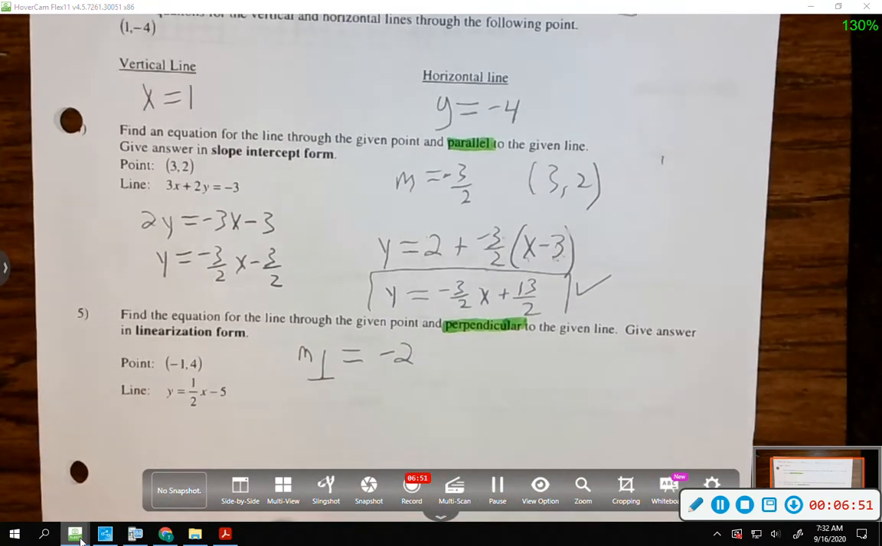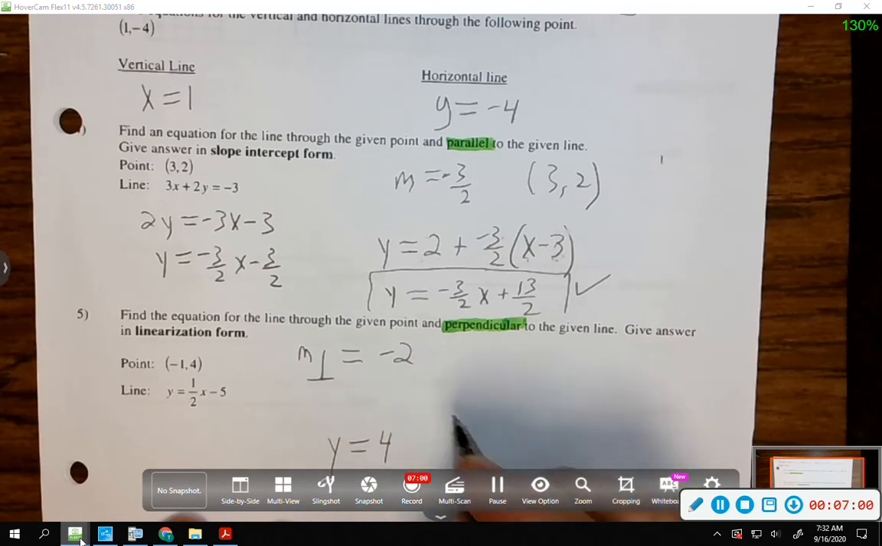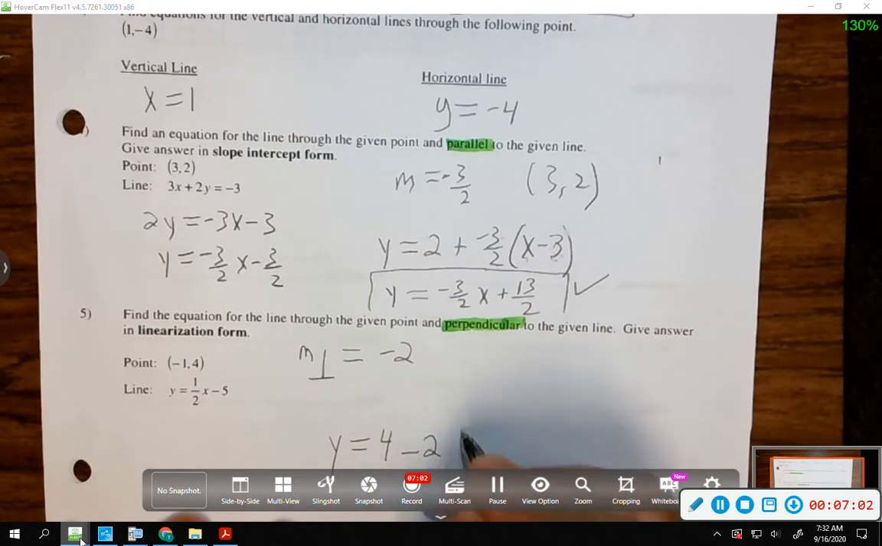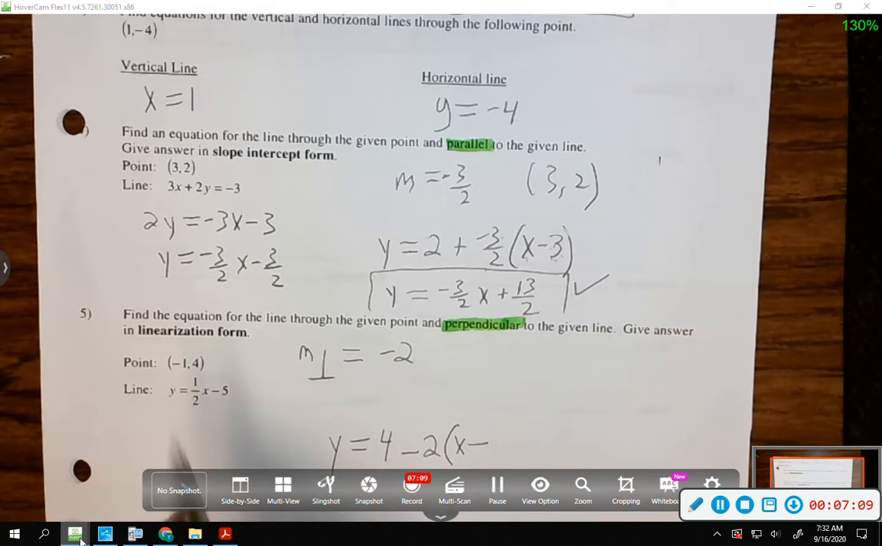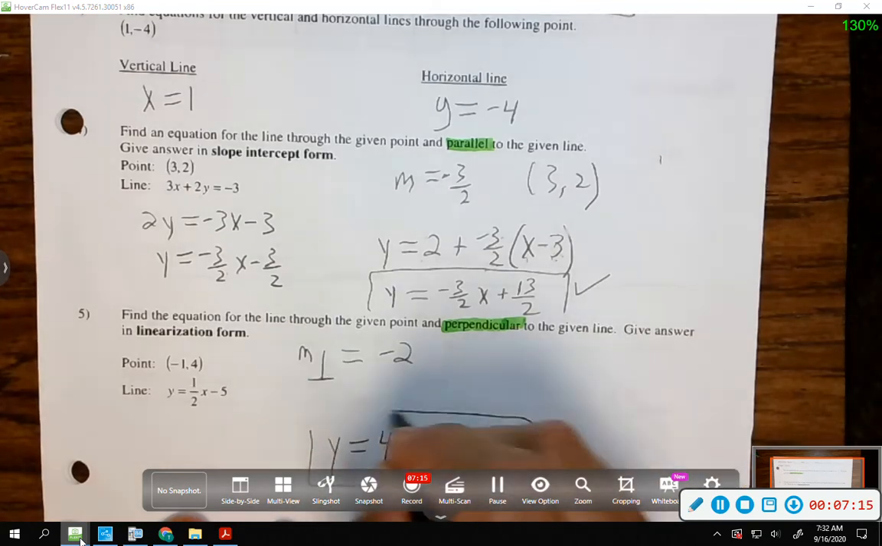We're leaving this one in linearization form. y equals the y coordinate plus the slope, -2, so I might as well just write subtract 2, same as saying plus a negative, times x minus the x coordinate. x minus -1 becomes x plus 1. Okay? There it is.